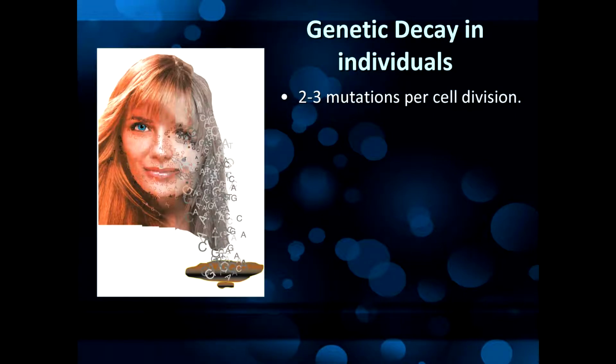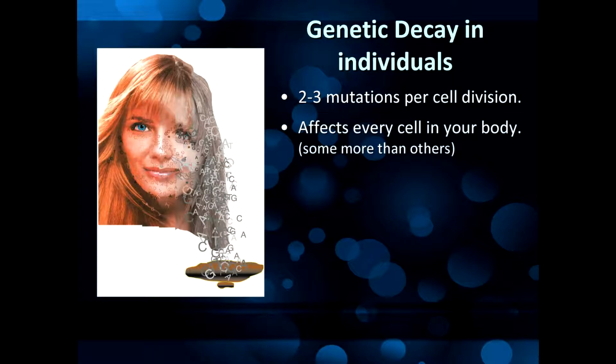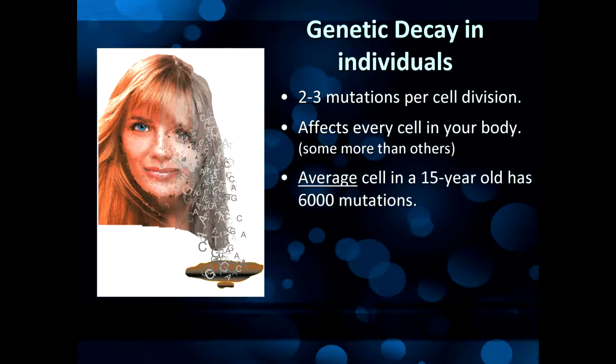Let's look at some of the numbers here. We can look at genetic decay in individuals. In every person, every time your cells divide, there's 2 to 3 mutations per cell division, which is phenomenal. It's just incredible. It affects every cell in your body, some more than others. Why? Because some cells reproduce quicker or more often than others. The average cell, get this, the average cell in a 15-year-old has 6,000 mutations. So if you're out there and you're watching the program and you're around 15, the average cell has 6,000 mutations.